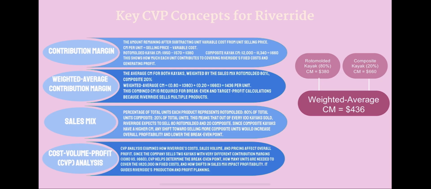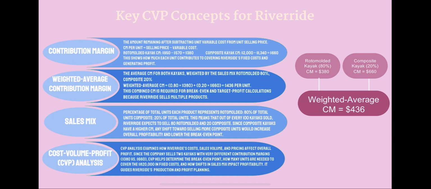Because Riverride sells both kayaks in fixed proportions of 80% rotomolded and 20% composite, we need to calculate the weighted average contribution margin. This gives us a single value that represents the average amount Riverride earns above variable costs for each kayak sold. The math is shown on the slide. For rotomolded kayaks, we take $380 multiplied by 0.80, which equals $304.